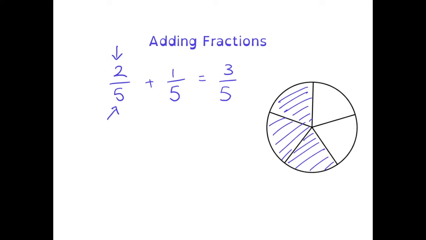Be careful not to make the mistake of adding the denominators as well. If we did that, we'd get 3/10, and we can clearly see from the diagram that we don't have 3/10, we have 3/5. It's just like adding 2 apples and 1 apple. We end up with 3 apples, not 3 bananas or anything else. Now this example was nice and easy because both our fractions were fifths. It gets a little bit more difficult when we need to add fractions with different denominators, so we'll look at that next.